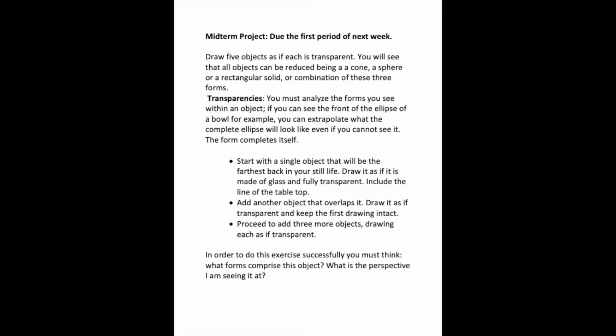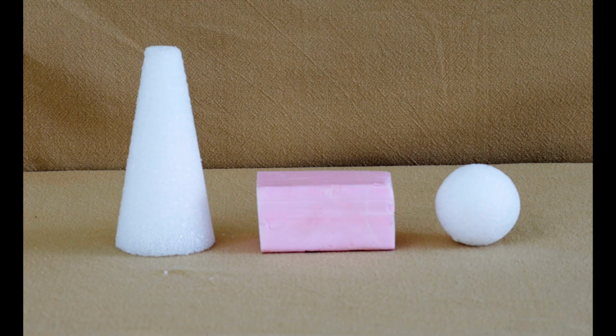Proceed to add 3 more objects, drawing each as if transparent. In order to do this exercise successfully, you must think, what forms comprise this object, and what is the perspective I am seeing it at? These are the objects that we're talking about: a cone, rectangular solid, and a sphere. And if you keep these in your mind's eye while you're looking at something, you're searching to see where you can find those in any object you look at.